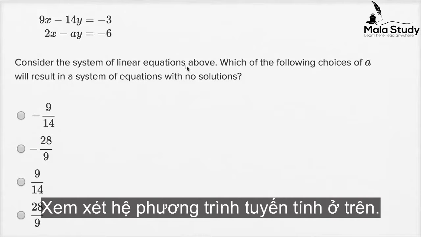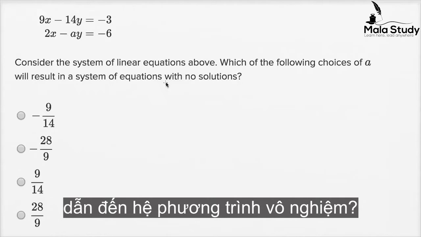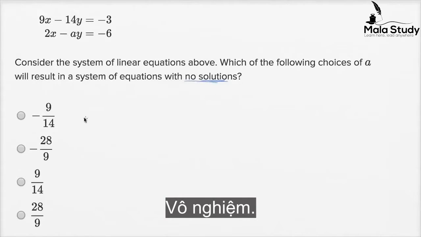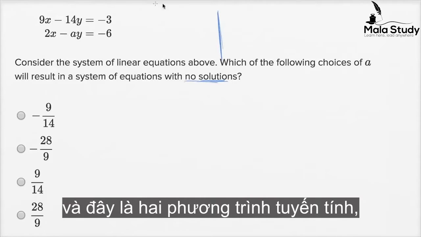Consider the system of linear equations above. Which of the following choices of A will result in a system of equations with no solutions? No solutions.